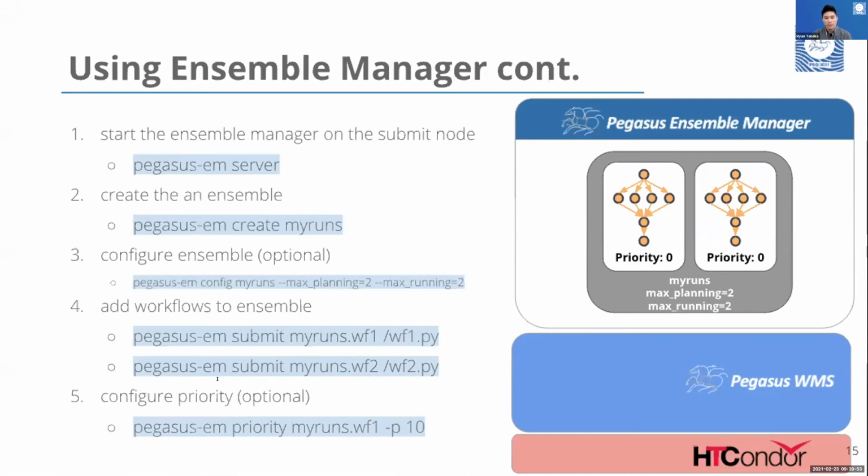And then again, for each workflow, you can optionally set priorities within them. So if I wanted to set the priority of one of the workflows, I would use this command right here, and you would just say -p and some integer value, higher being higher priority.